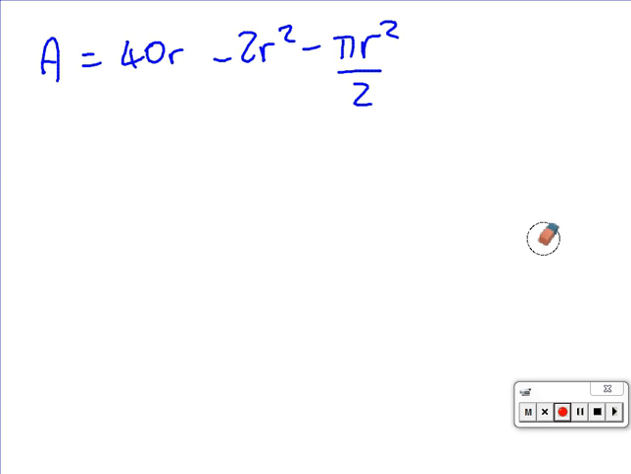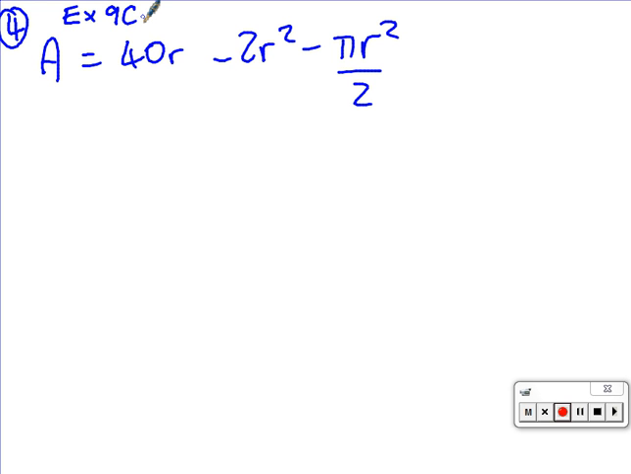This is a problem taken from exercise 9C, question 4. I've assumed that we've done the first part. It says show that A equals 40r minus all this stuff here. The second part, however, says find the maximum value of A.